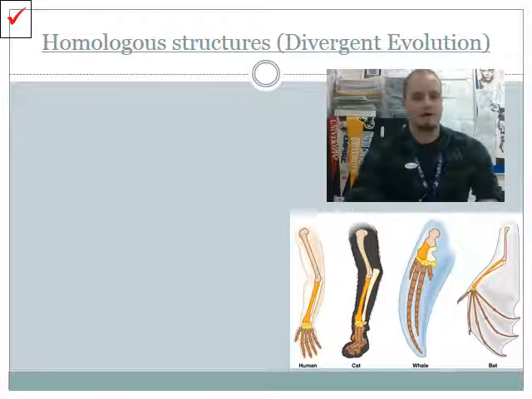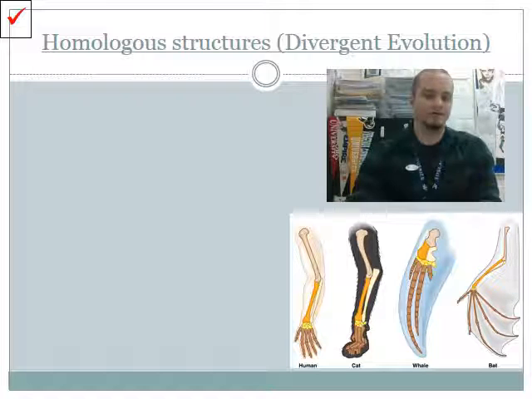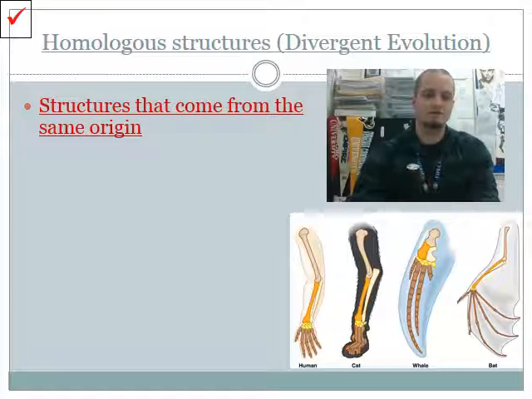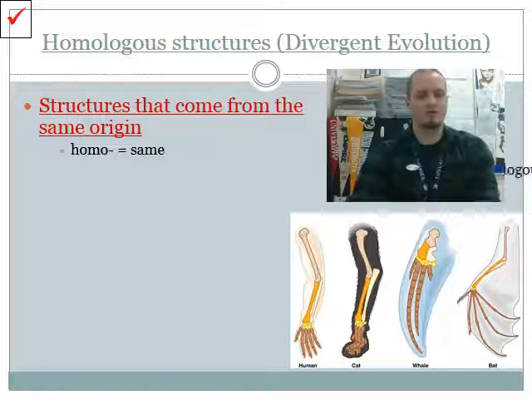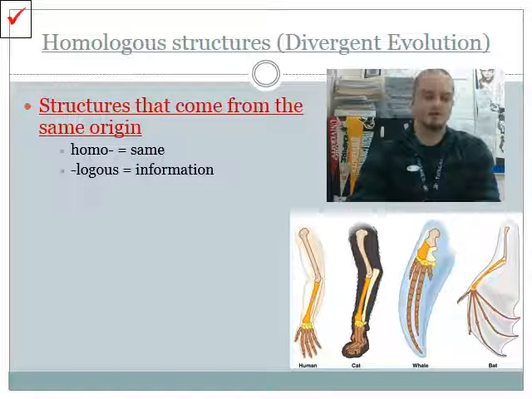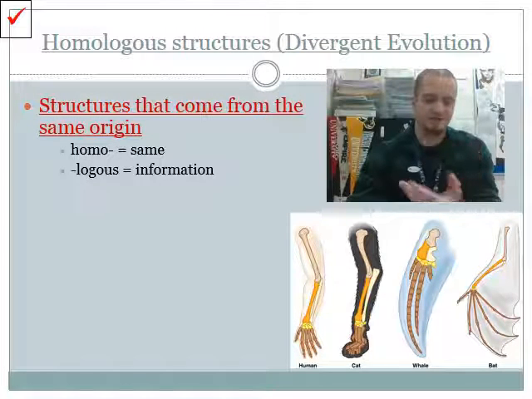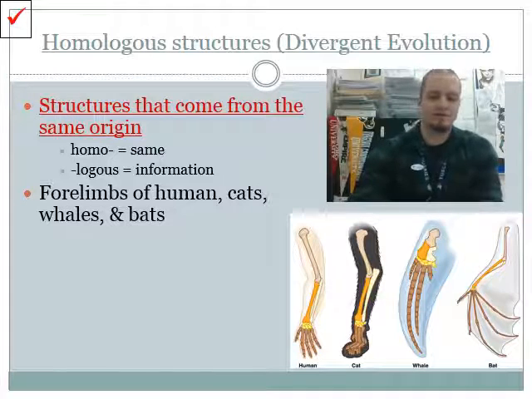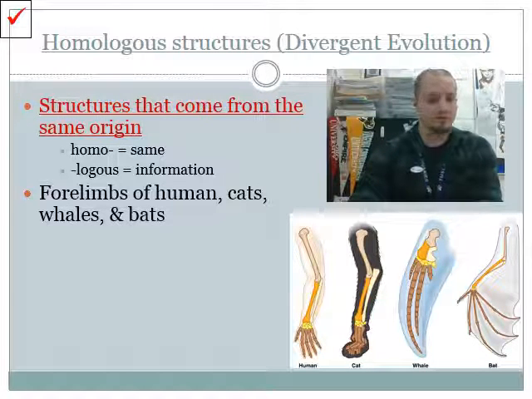So, homologous structures. We're talking about evidence for divergent evolution, or paths branching off. These are structures that come from the same origin. So homo means same, logos meaning information, so homologous, we're just talking about the same information. Primarily, we're talking about the forelimbs of humans, cats, whales, and bats.